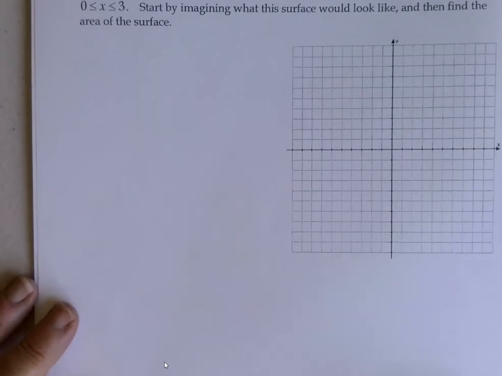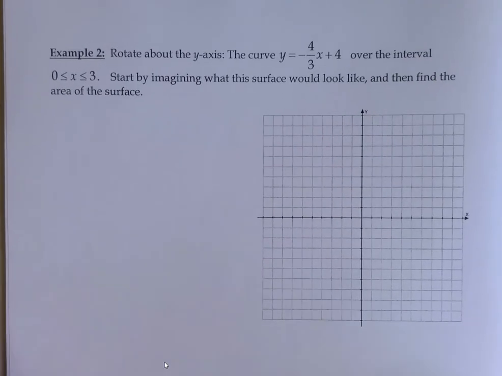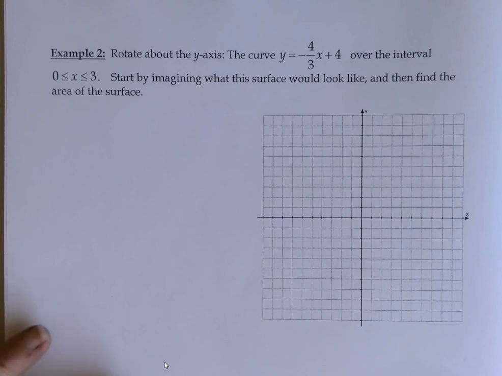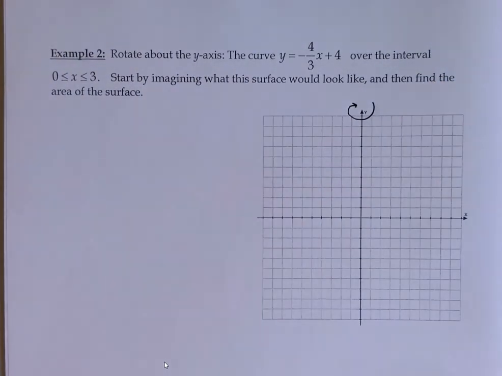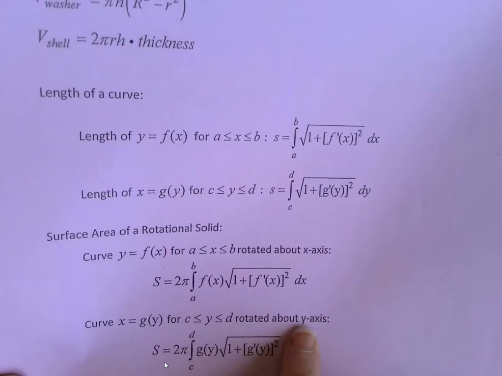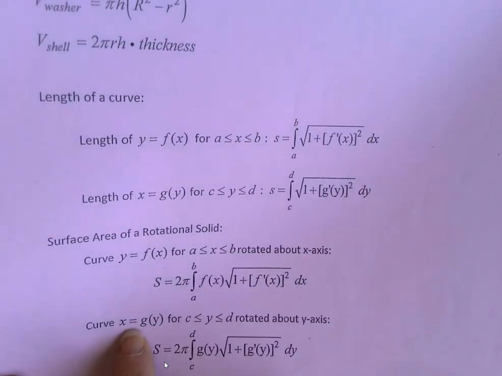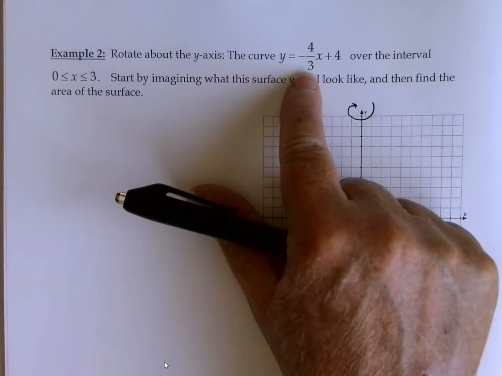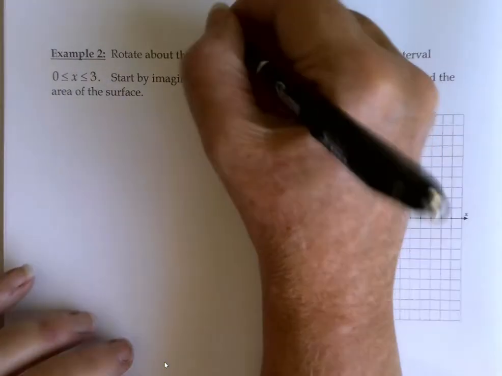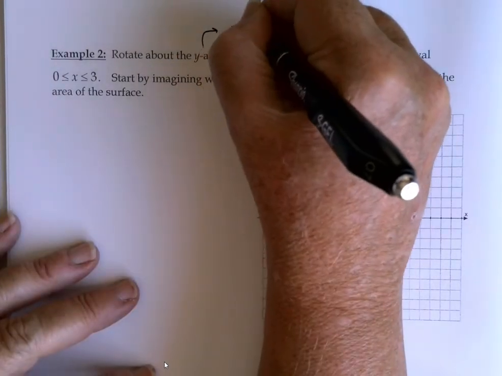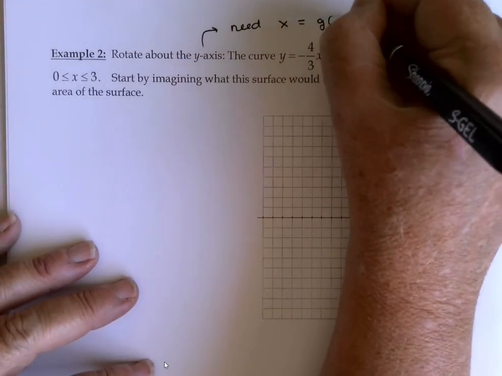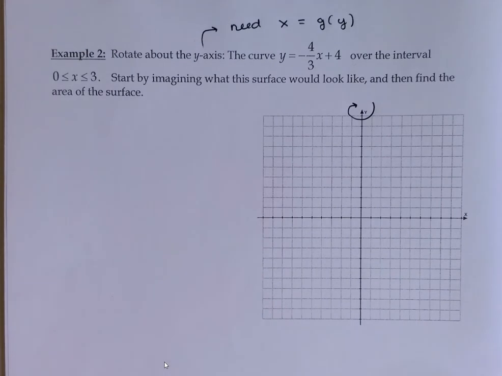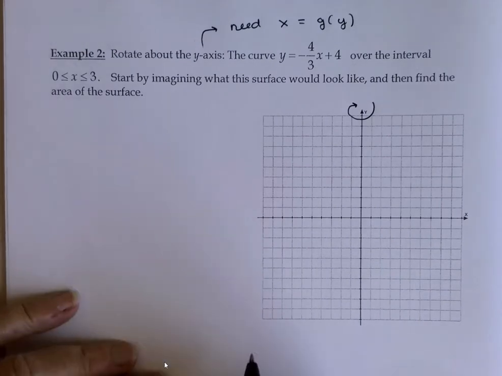In example 2, this one we're specifically supposed to rotate about the y-axis. So notice that as soon as we're trying to rotate around the y-axis, we must have the form x equals g of y. I actually don't have that yet. So let's get that first. This is just a straight line, so not that bad.